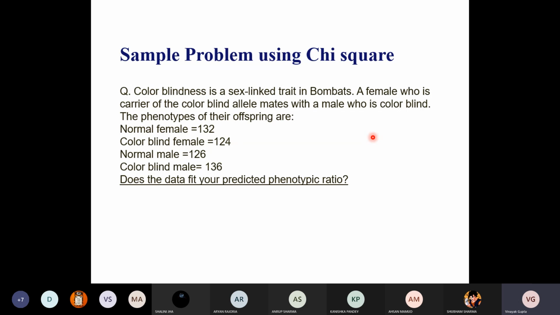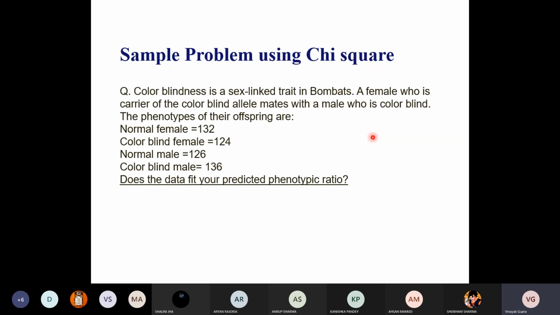So what we can do, sir, is add all the colorblind, and then add all the non-colorblind, all normal. Whatever the total sum is, there is a 50-50 chance that they will be colorblind and a 50-50 chance that they will not be. So we only have to check whether they are colorblind or not.